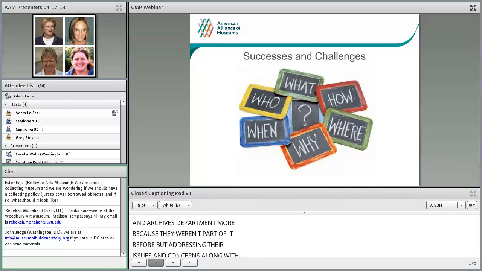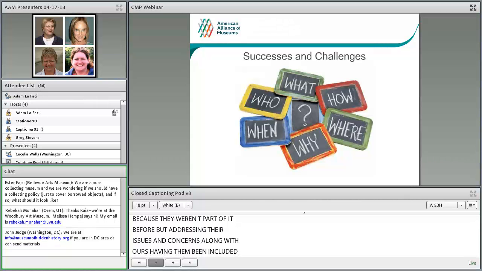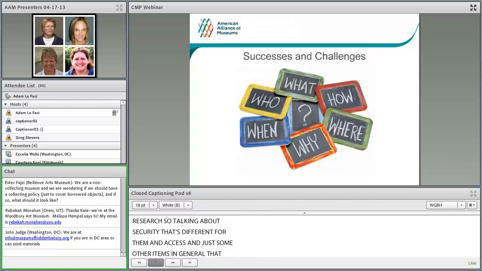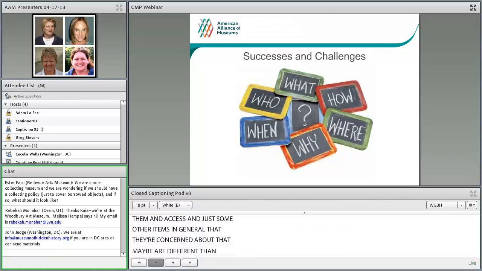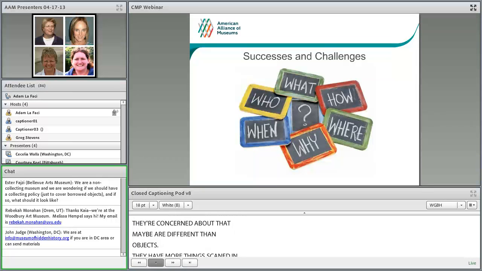And Courtney, why is that, you think? That they weren't included, or would be a good thing? No, yeah, why it would be a good thing for them? Because a lot of their issues, they have some issues with security and access, which are different than our access because people come into archives to do research. So talking about the security is a little bit different for them, and access, and just some other items in general that they're concerned about that maybe are a little bit different than objects. They have a lot more things scanned in now, so dealing with those issues. It's a little different than objects. It's not addressed in our current policy.